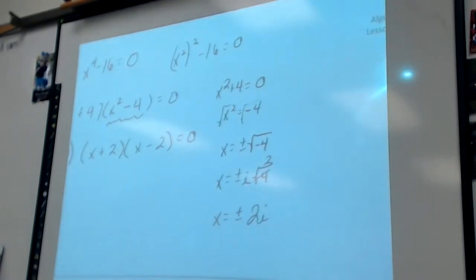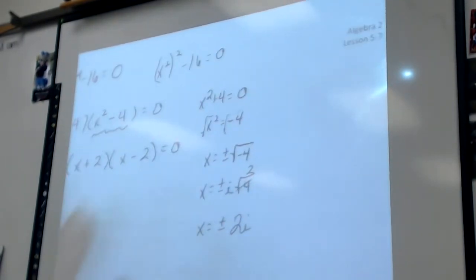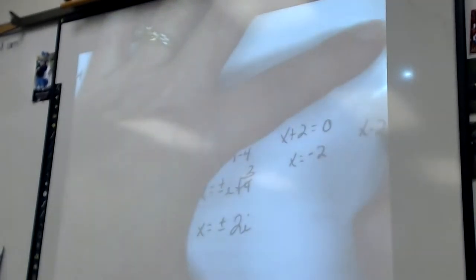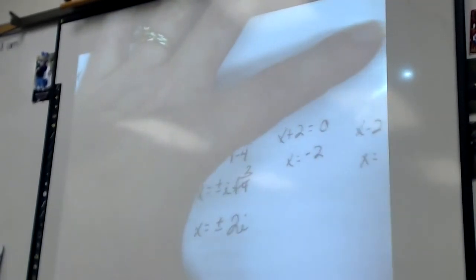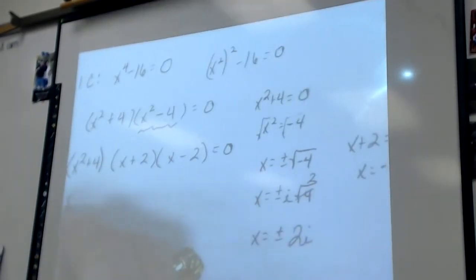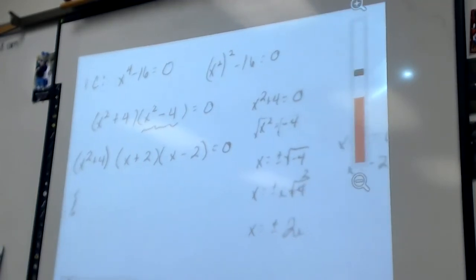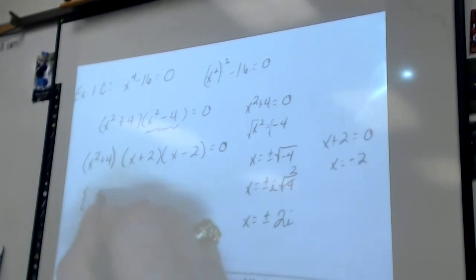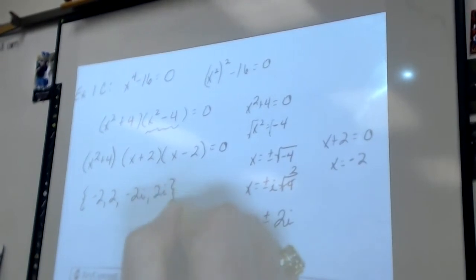Now we need to set x plus 2 and x minus 2 equal to 0. So x plus 2 equals 0, so x would be negative 2. X minus 2 equals 0, so x would be positive 2. So my solutions are negative 2, 2, negative 2i, and 2i. Doesn't matter what order you put them in.